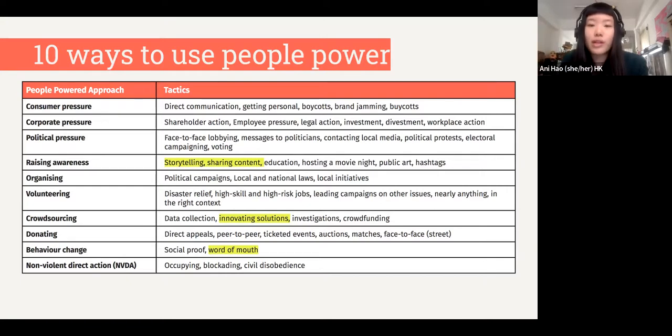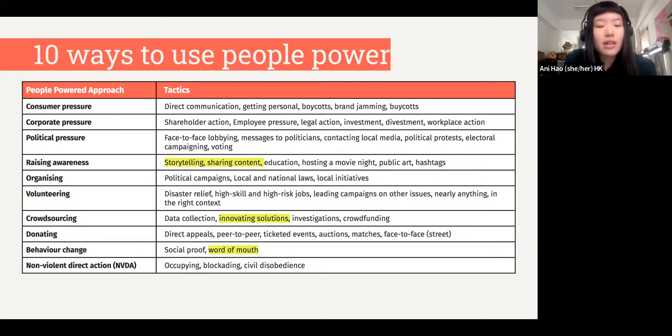There's really going to be, like I said, so many more options than just this. I think we know a lot of these tactics, but when you write them down, you realize how many more there are. And for any of these approaches that we're going to be talking about.